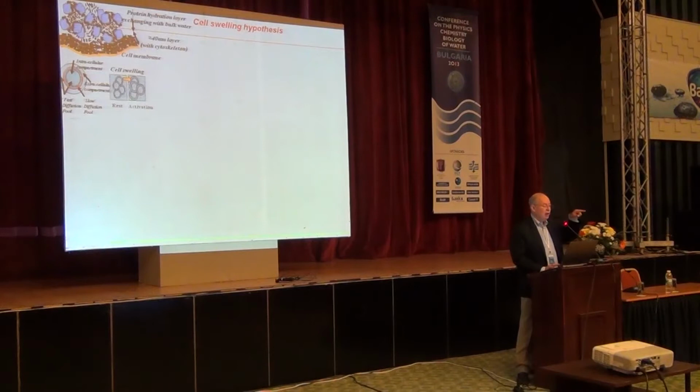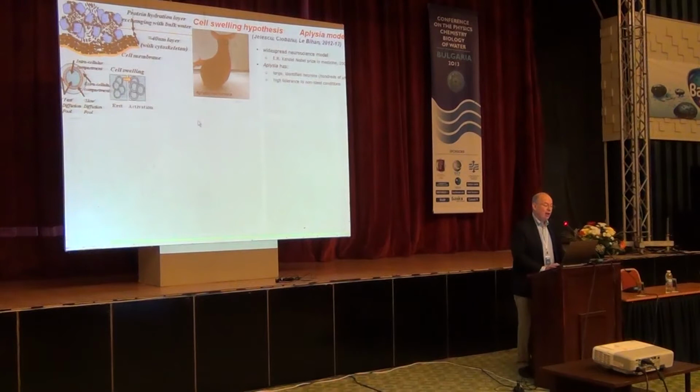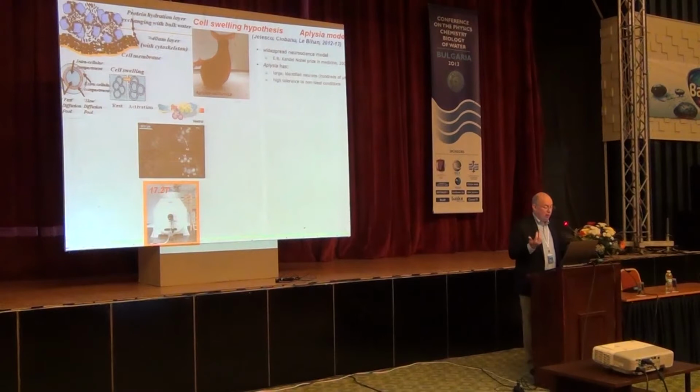So we have used this animal, Aplysia californica, which is very famous because it was used by Kandel to get his Nobel Prize on memory. The beauty of this animal is that we know the neurons. There are only 20,000, while we have 100 billion. So we know all of them, we know where they are located, and they are big. So we can really see.